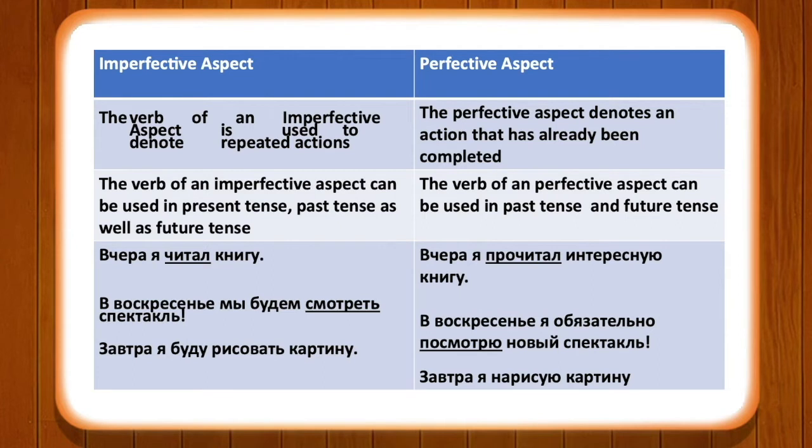In the next sentence, завтра я буду рисовать картину, and завтра я нарисую картину. In these two sentences, the verbs рисовать and нарисовать are being used. Рисовать is the imperfective verb and нарисовать is the perfective counterpart of the verb рисовать. It means to draw. Завтра я буду рисовать картину means I will be drawing a picture tomorrow. Завтра я нарисую картину means tomorrow I will draw a picture.